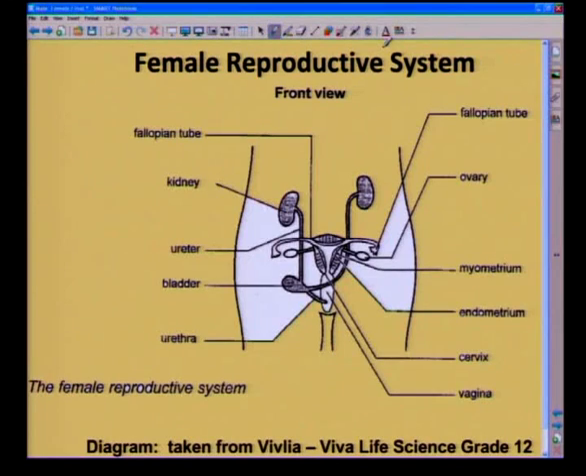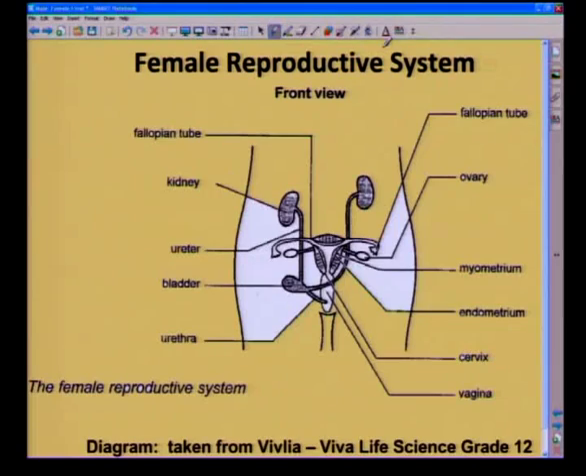And then, of course, males need to know the female body and females need to know the male body, so that you both understand how everything works and why it works the way it does. Okay, female reproductive system. This is the front view. Why? Because we can actually see better on a front view. I prefer the male side view and the female front view.